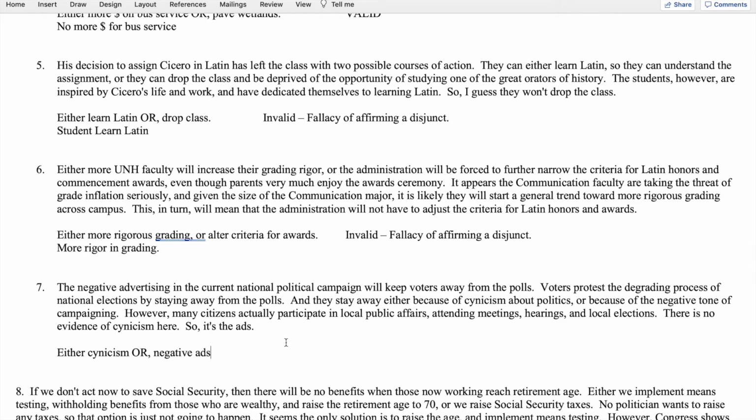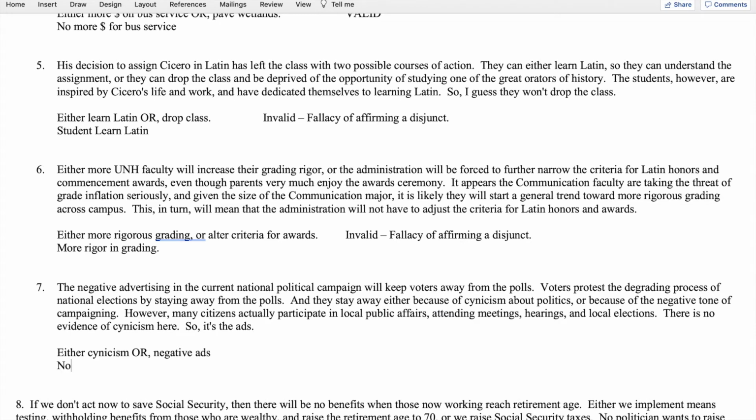Then the second premise tells us there is no evidence of cynicism. And the evidence to support the second premise is all of these things that people are doing on a local level. So here are examples of people participating in local politics. That's evidence of a lack of cynicism. And so the second premise, there is no cynicism, is supported by all of those examples. And then we can conclude with certainty that it must be the ads, right?